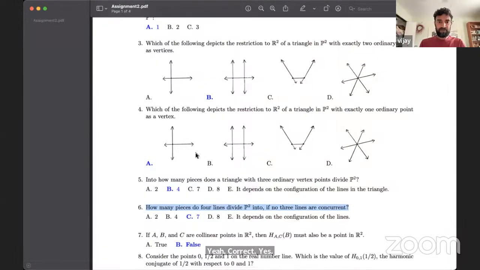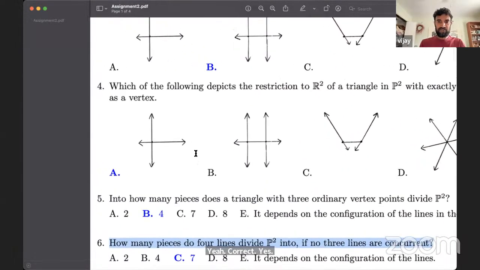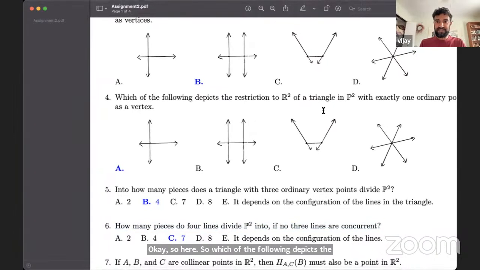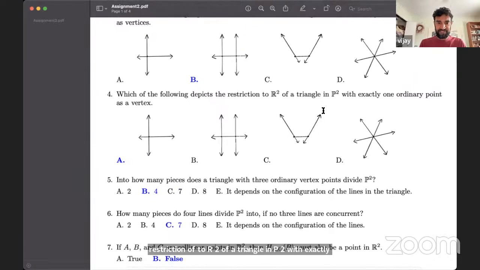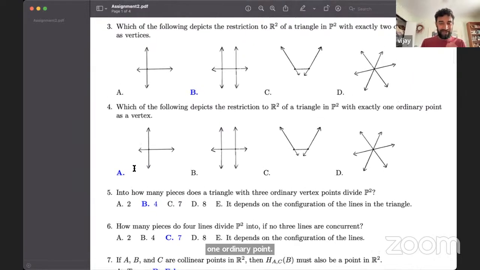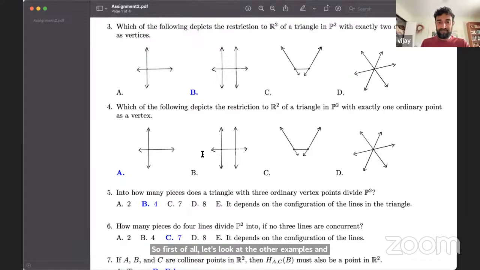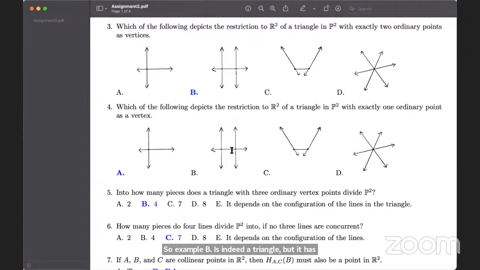Okay, so which of the following depicts the restriction to R2 of a triangle in P2 with exactly one ordinary point as a vertex? As you can see, the correct answer is A. First, let's look at the other examples and see why they don't work. Example B is indeed a triangle, but it has two ordinary points. So that won't work, but it is a triangle.